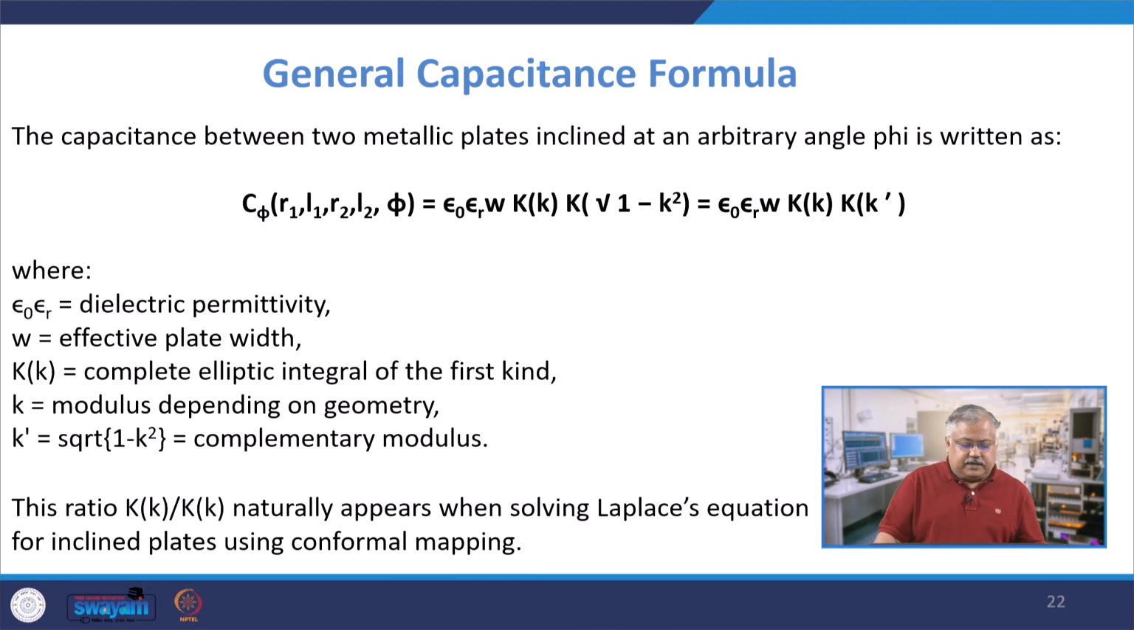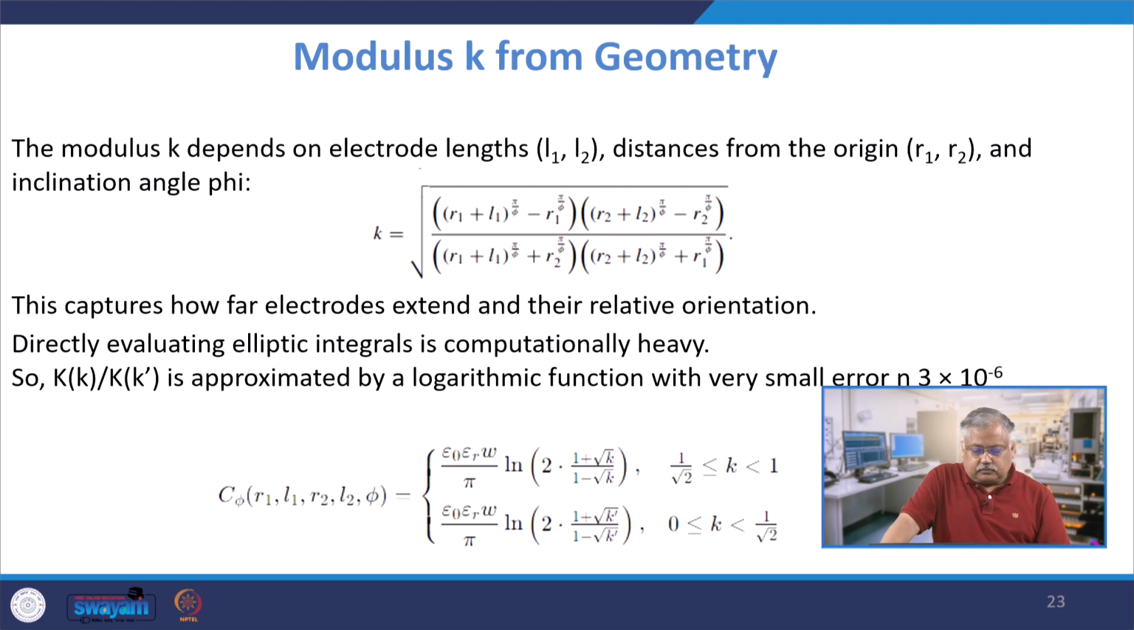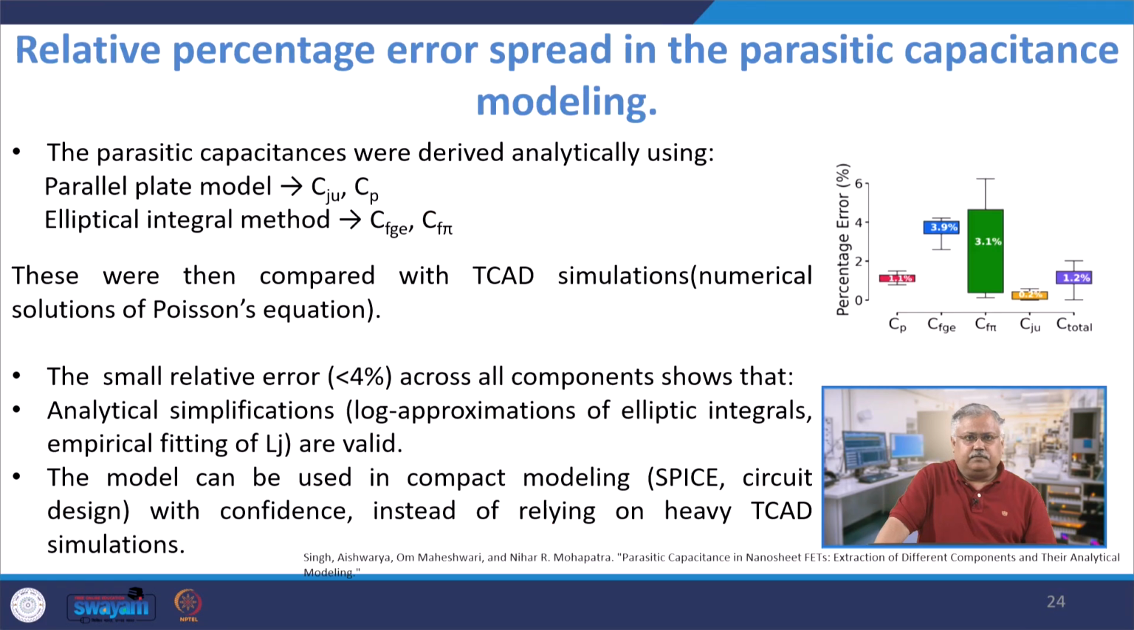So this is the general capacitance formula, for two parallel plates inclined at an arbitrary angle phi. A conformal mapping technique is available by which you can find the value of C phi if you know the value of small k and capital K, where small k is the modulus depending on geometry and capital K is the complete elliptic integral of the first kind. And the modulus k from the geometry is found by this methodology, and from C phi we get this. The error is typically very small, which is 3 into 10 to the power minus 6 in this case.